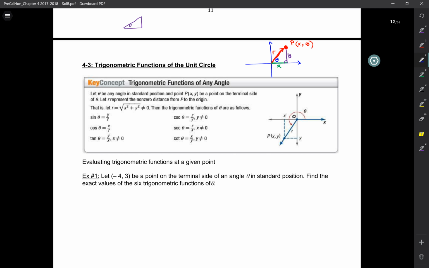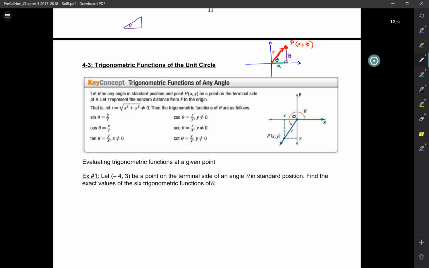So that's what, and then if I wanted to find tangent, it's the ratio of what to what? Y over X, all right? So the reason why we can do this is because we have a definite way of how we define theta, and it's the angle from the x-axis to the radius, all right?